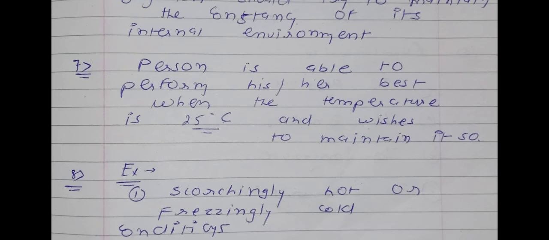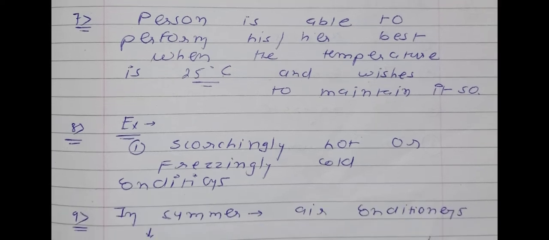If we talk about point number 7, okay, see, a person is able to perform his or her best when the temperature is 25 degrees centigrade and wishes to maintain it. So okay, here you will add one word. The temperature will be 25 degrees centigrade, right, in bracket external temperature, not internal temperature of the body.